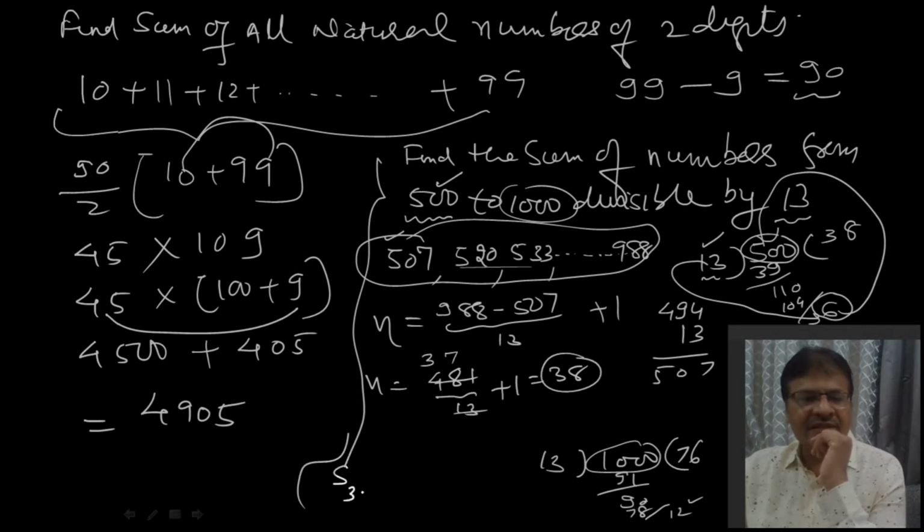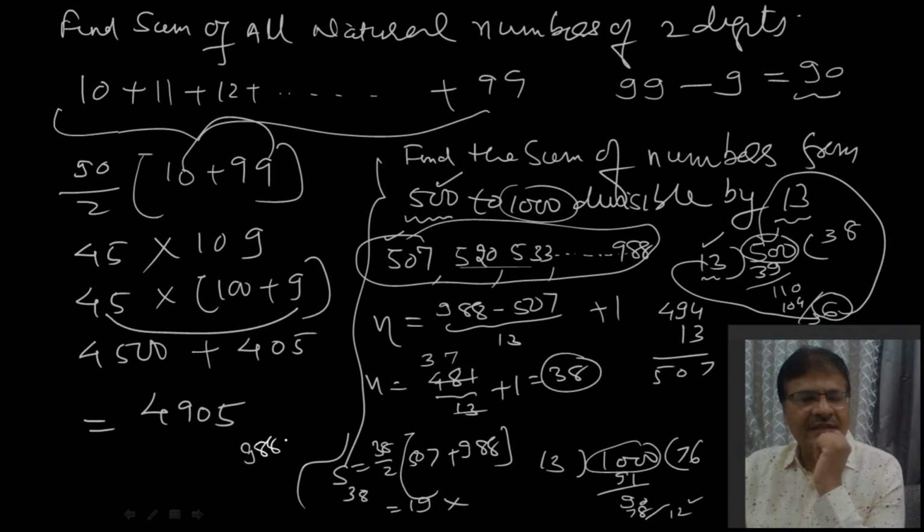And what do I need? The sum. So the sum of 38 terms is equal to 38 by 2 times the first term plus the last term. The first term is 507, the last term is 988. Is that clear? 38 by 2 is 19, then 988 plus 507. What is the addition? 8 plus 7 is 15, 1 plus 9 is 10 plus 8 is 18 plus... 1495. Yes?